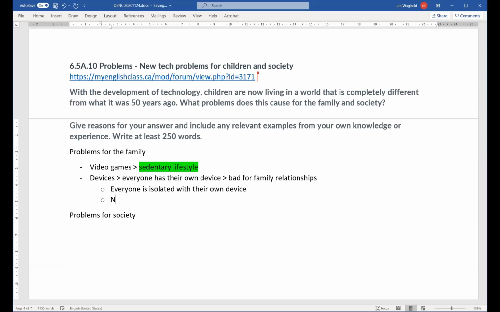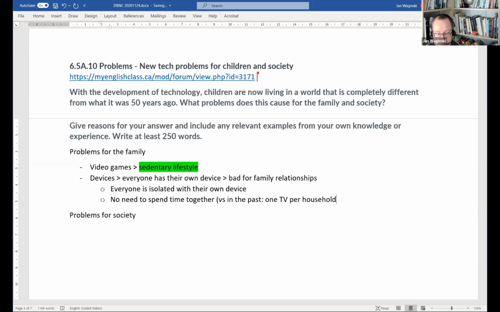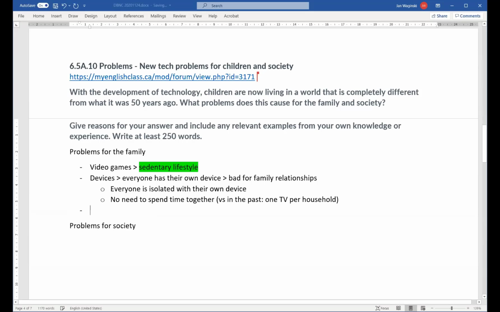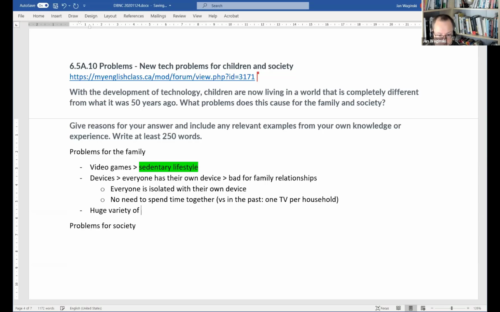Device. So one TV per household unless you were really rich. Another thing is because like the role models, they see them in the devices, right? They don't really pay attention to the parents. I'm thinking the children. That is true.